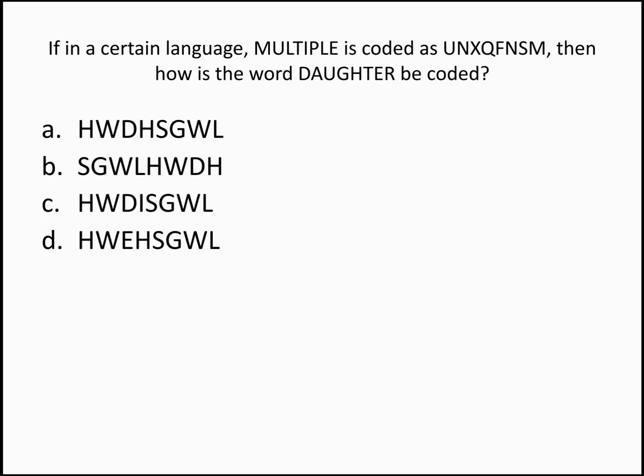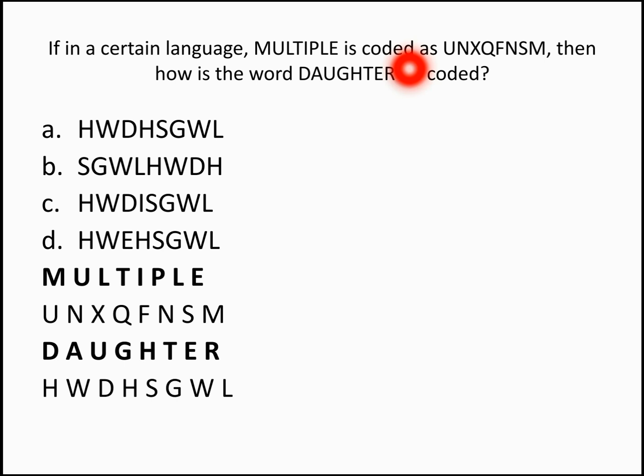If in a certain language multiple is coded as UNXQFNSM, then how is the word daughter coded, right? You are going to split the word into 2 halves, like MULT in one and IPLE in the other, right? Now the next letter to T is U, 2 letters after L is N, 3 letters after U is X, 4 letters after M is Q, right? Now your first half is done.